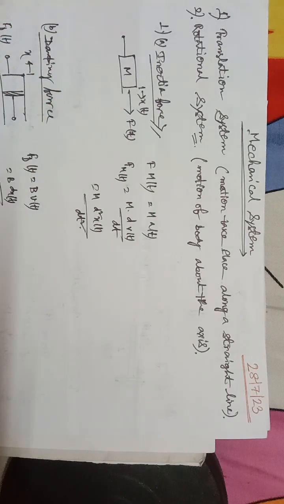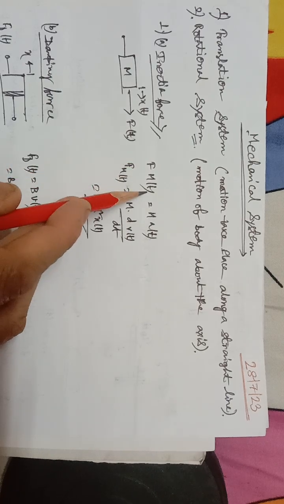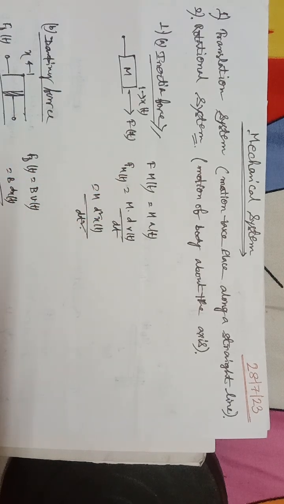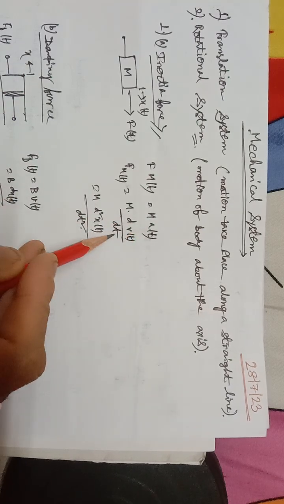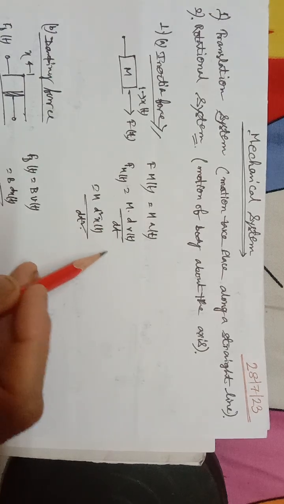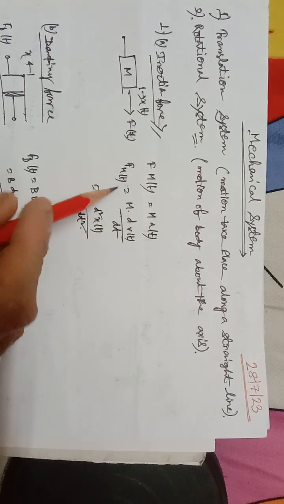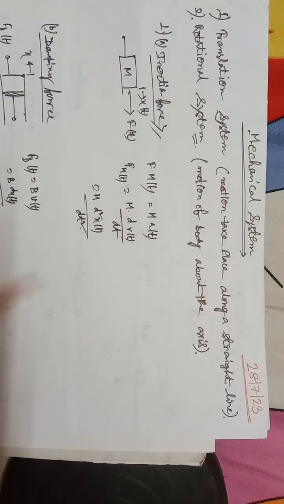Then the mathematical expression: the force F_m(t) is equal to mass into acceleration. Then a(t) is equal to v into dv by dt, and v is equal to dx by dt. That means F_m(t) is equal to m into d square x(t) by dt square.